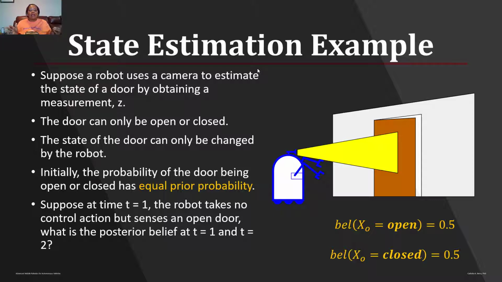And then at time t=1, the robot takes no control action, but senses an open door. What is the posterior belief or the state estimation at t=1 and t=2? We're going to do this assuming the robot takes no action, and we'll also look at what happens if the robot does take an action. So because we don't know the initial state of the door, we will call that belief x0 equals open, 0.5, and the belief x0 equals closed, also 0.5.